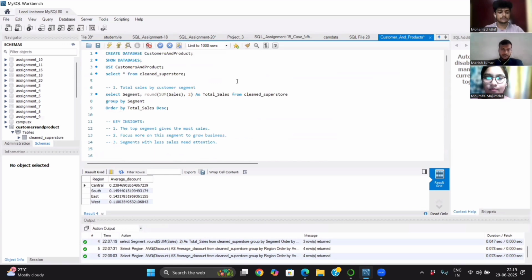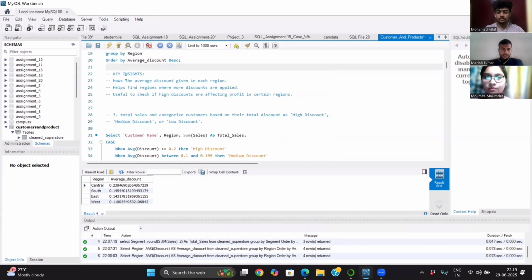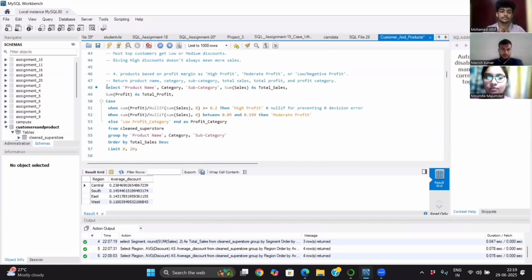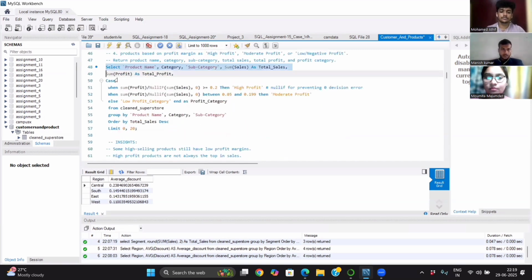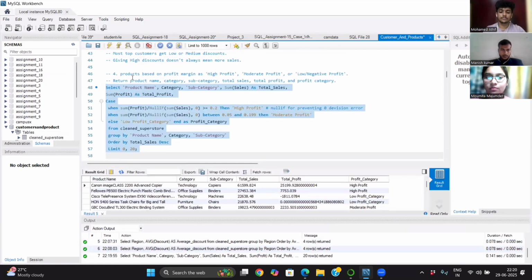Now come to the SQL part. We have solved many important queries according to business purpose. You can see here are many queries, and here are also many insights. Now I am running one or two queries. You can see here, products classified by profit margin as high profit, moderate profit, and low profit.